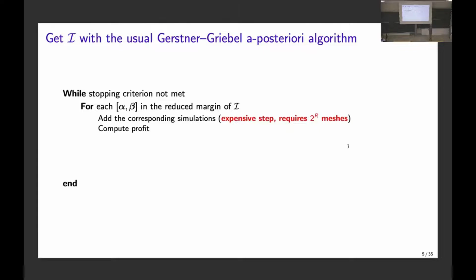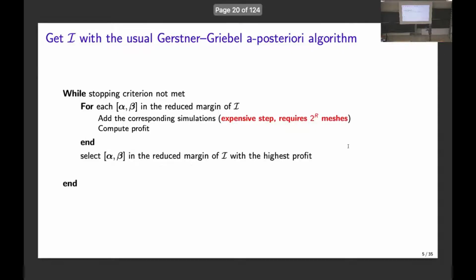And then you compute. This is the Gerstner-Griebel algorithm, so you have to compute profits, and you iterate until you're done, okay? So you explore the set of possible multi-indices alpha beta until you get to a certain tolerance, and at every step of iteration, you choose the alpha beta in the reduced margin of I with the highest profit. And the highest profit might be either due to solving on a finer mesh the same samples, or solving more samples on the same mesh.